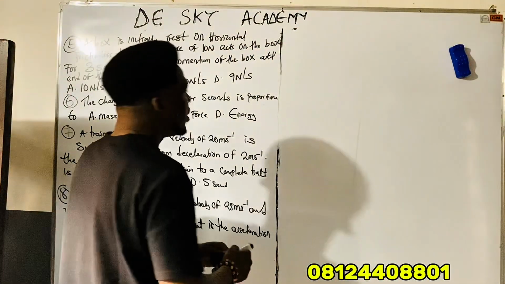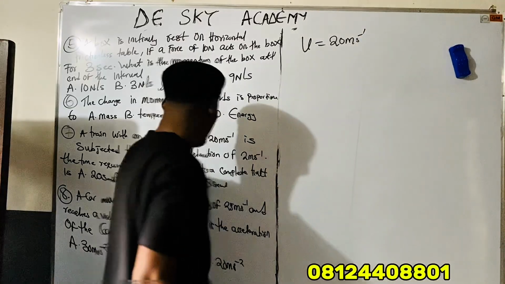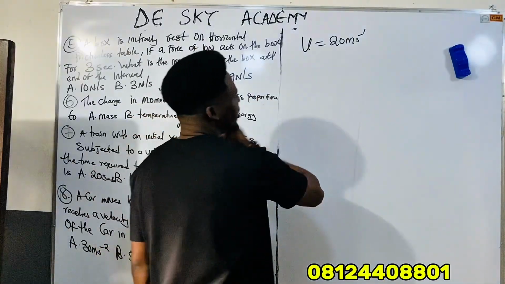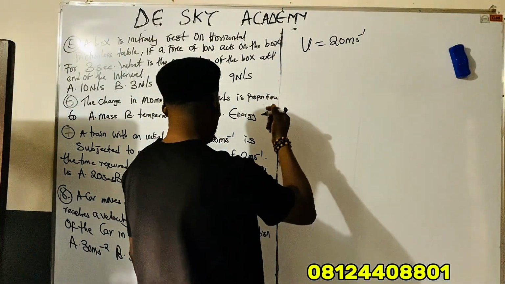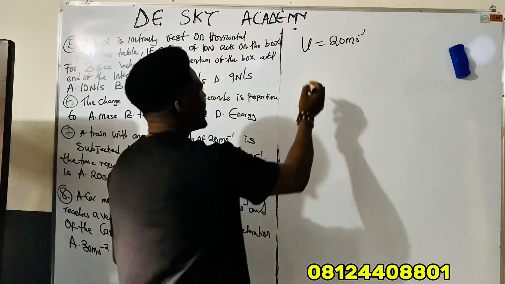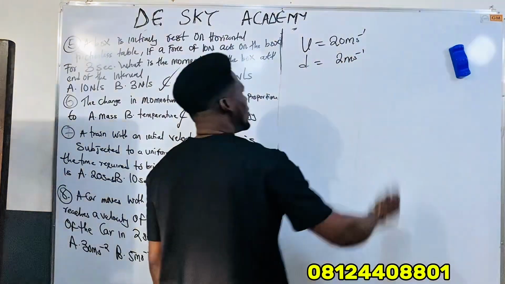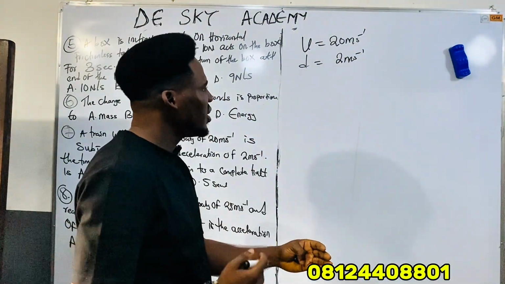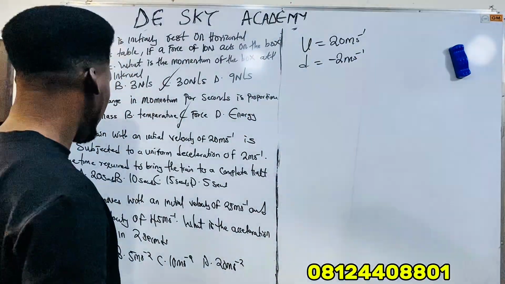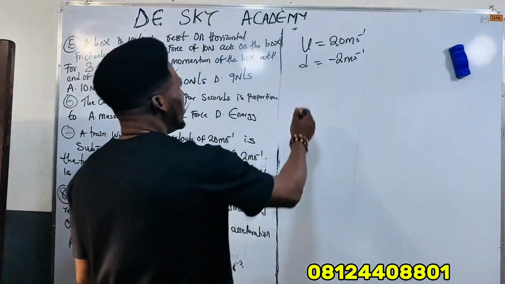Okay, they say a train with an initial velocity. What is the initial velocity here? 20 meters per second, is subjected to a uniform deceleration. So I have deceleration, which is my final velocity. My deceleration is 2 meters per second squared. If it's decelerating, that means it is decreasing, that means I will have minus. You get that?